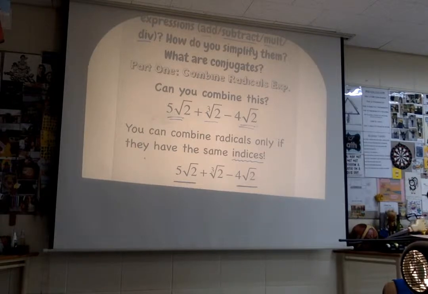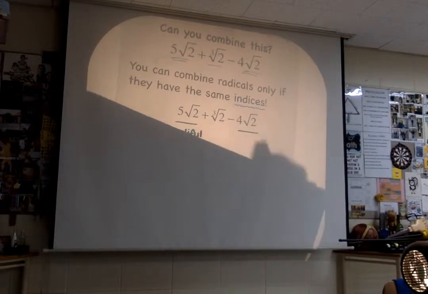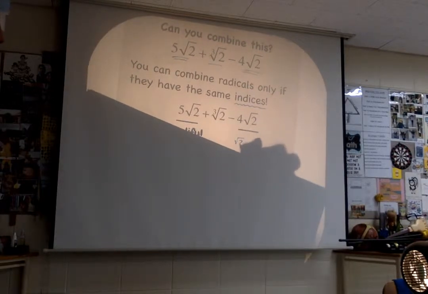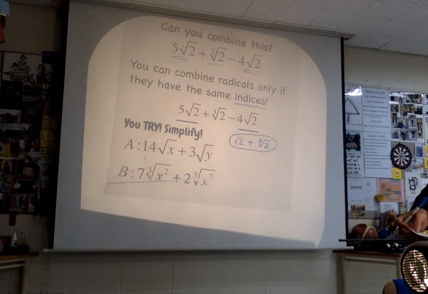So when you actually combine them, what do you get? It's 5 root 2 minus 4 root 2, right? And you leave that guy alone. So you should get root 2 plus cubic root of 2 is your answer. Don't forget the index when you're writing your solution, okay? Now you try. Can you simplify these two for me?